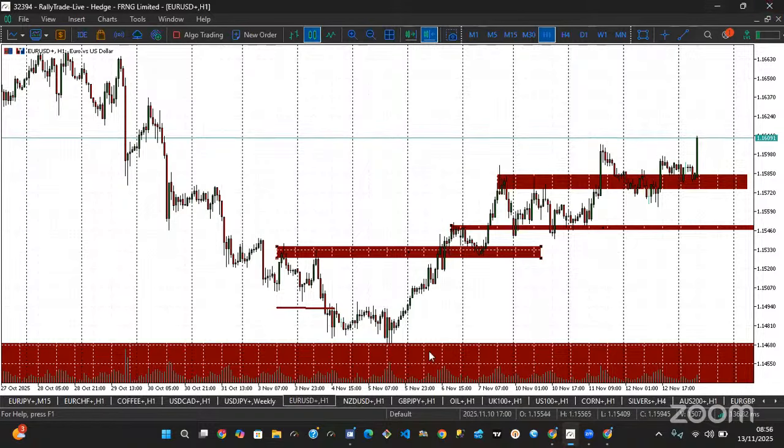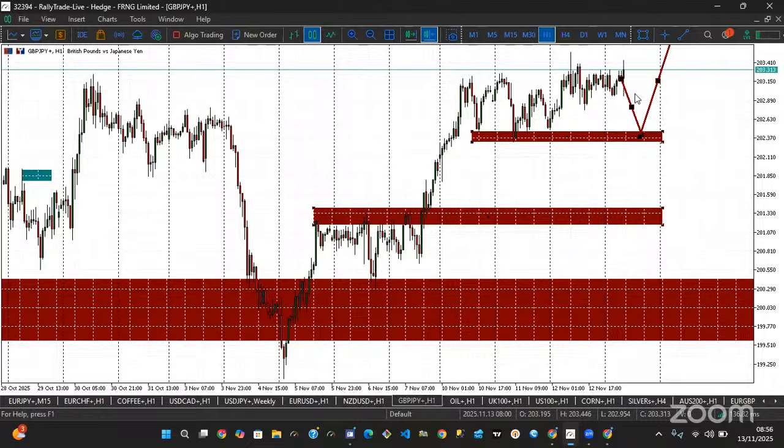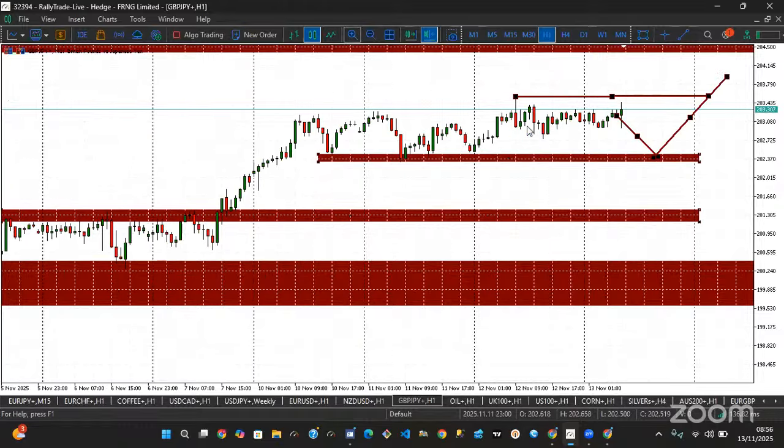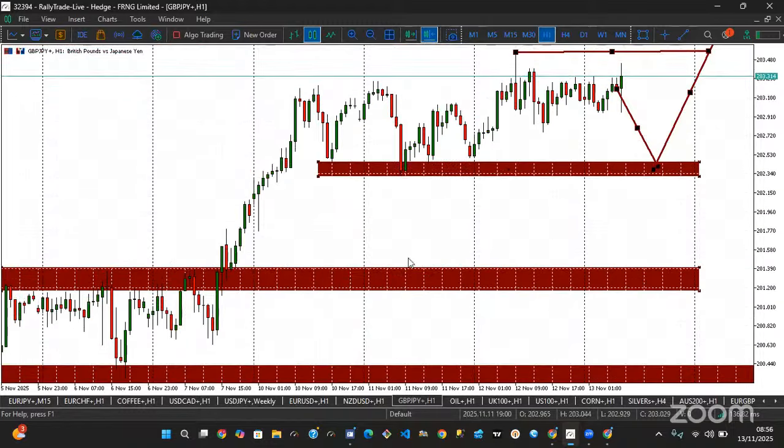Euro dollar is still trying to push to the upside. GBP JPY, no, GBP JPY didn't break. It has to go above this level, the candle with the highest wick. It has to close above this. The body of the candle has to close up before we can say it has broken.